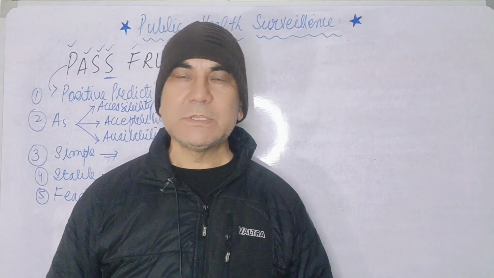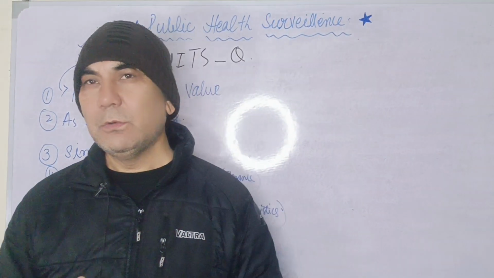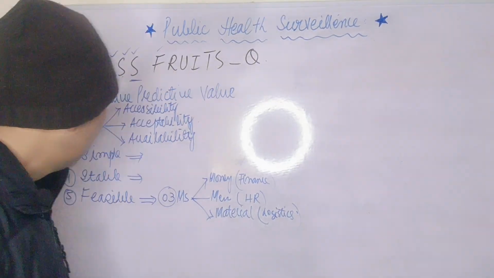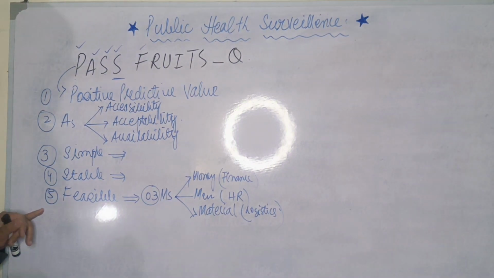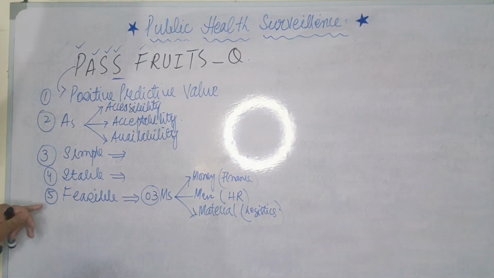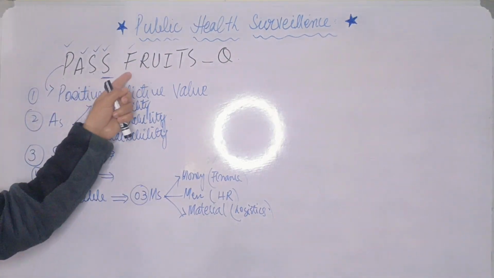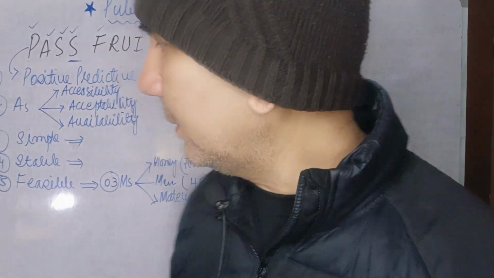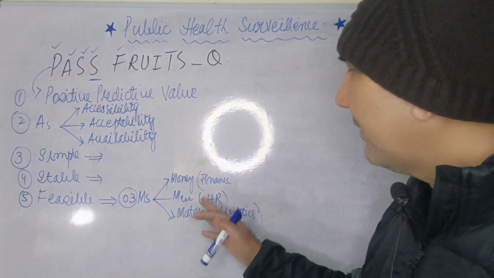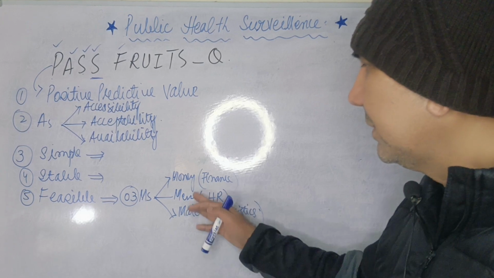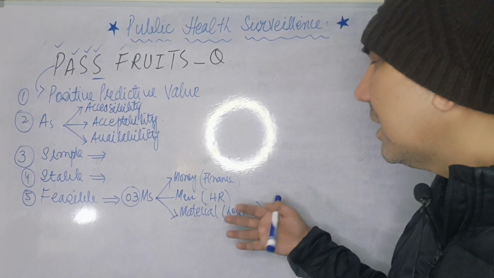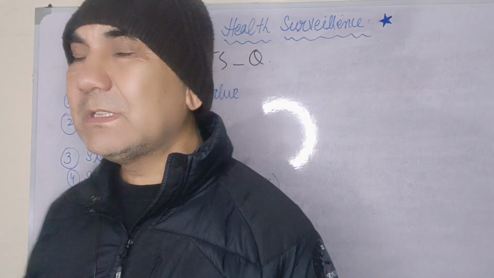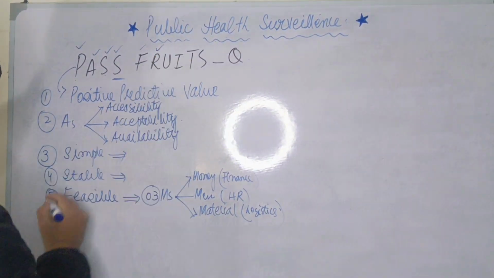Okay, we will start from the same phase where we stopped due to the azan prayer. We covered the fifth characteristic of public health surveillance, F, which stands for feasible. The surveillance system should be feasible according to the three M's: money, man, and material. Money is the finance, man is the HR, and material is for the logistics.